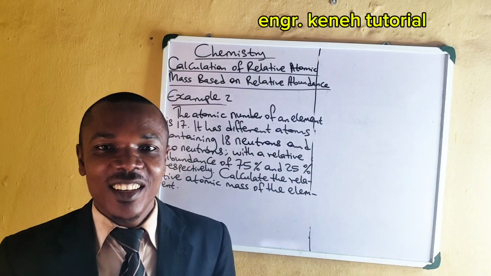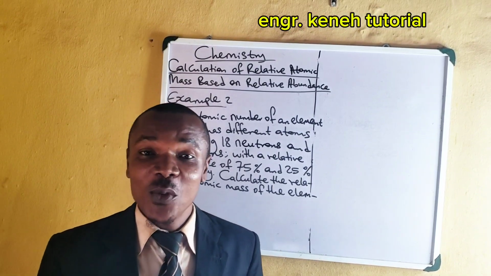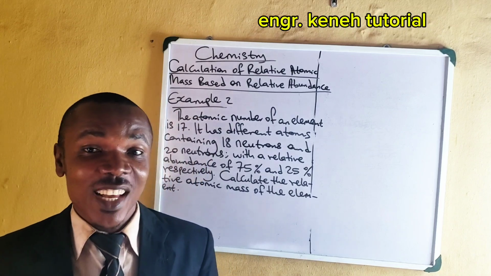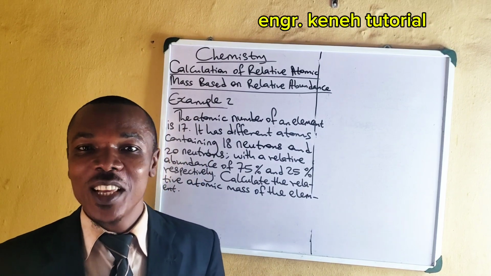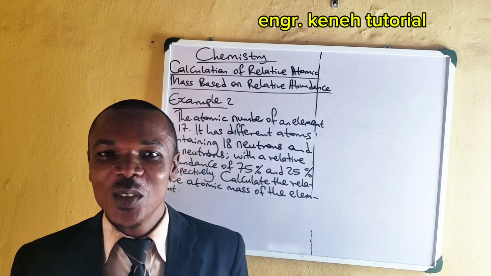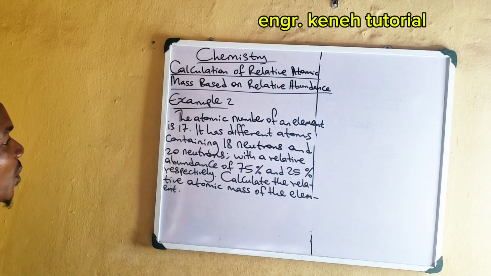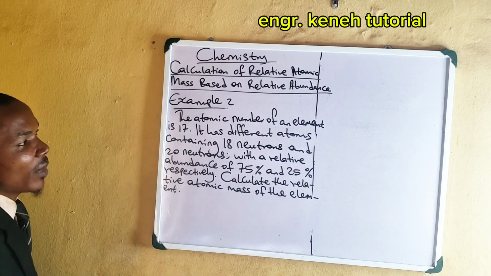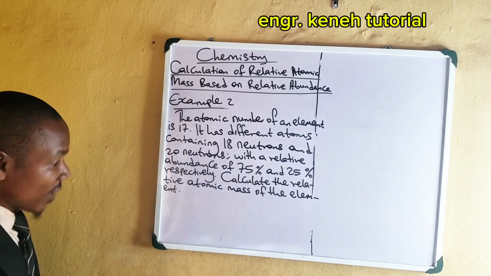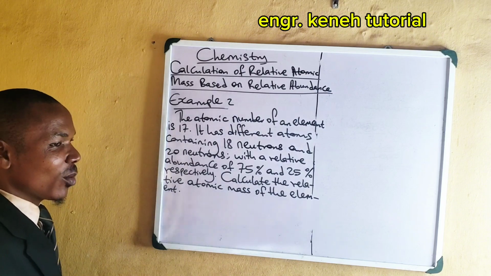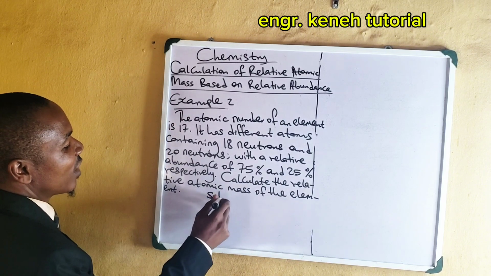Follow me. Let me solve the problem that involves using relative abundance to calculate relative atomic mass of an element. Let's go. It is not difficult. All right. We have example 2. The atomic number of an element is 17. When you hear atomic number, it simply means what? Number of protons. So we have the solution like this.